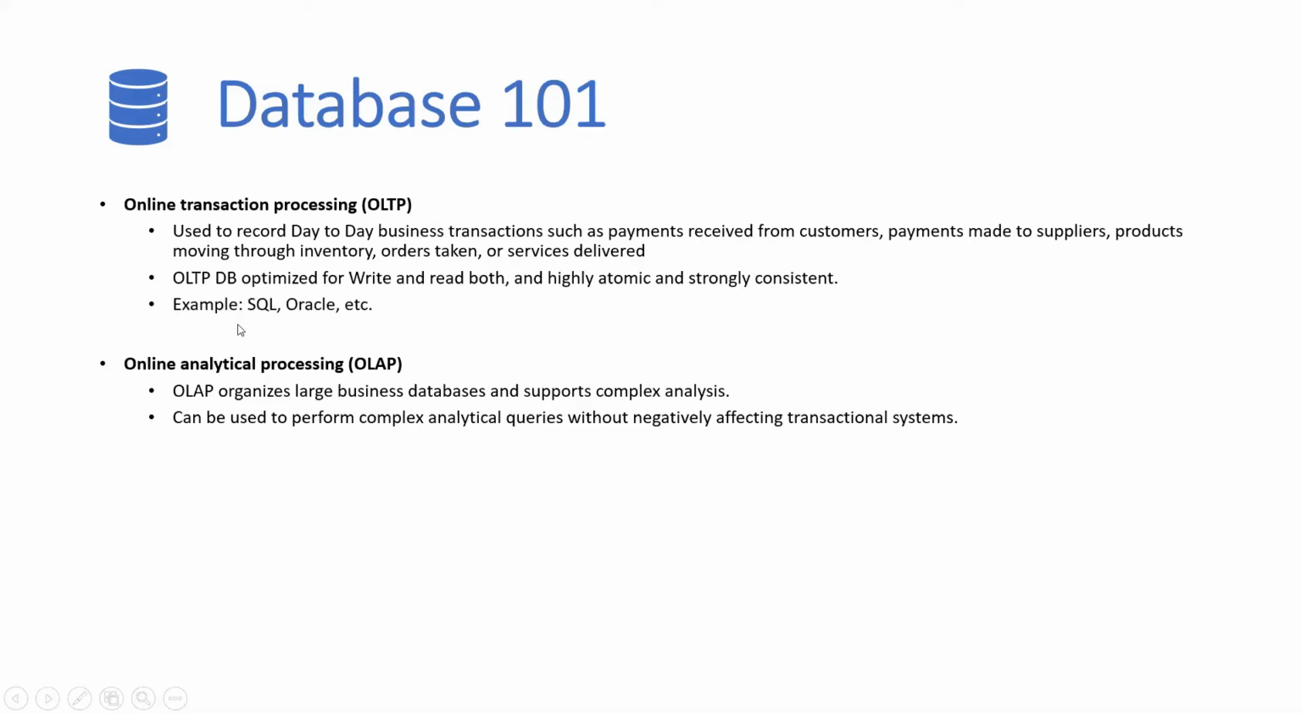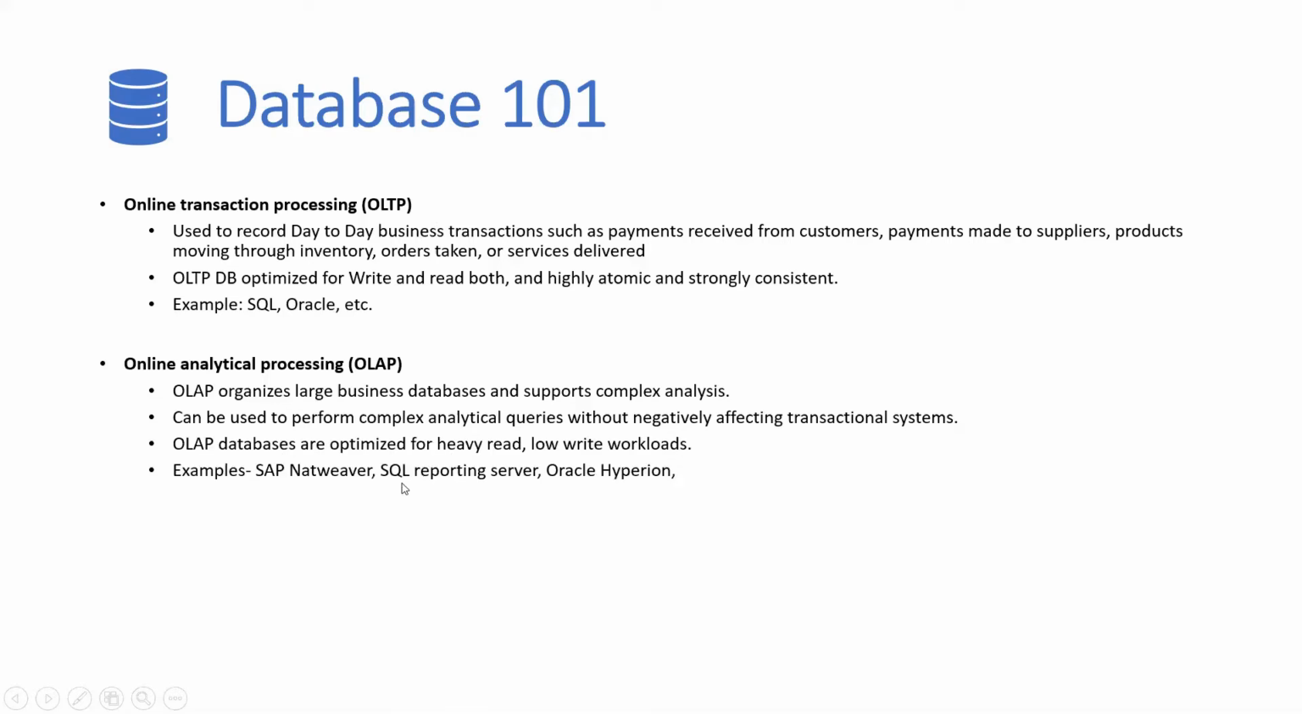The examples for OLTP are SQL Server, Oracle, etc. And the examples for OLAP are heavy read and low write workloads, such as your NetWeaver, your SSRS or SQL Server Reporting Services, or Oracle Hyperion. So these kinds of databases come into the OLAP category, and those kinds of databases come into the OLTP category.